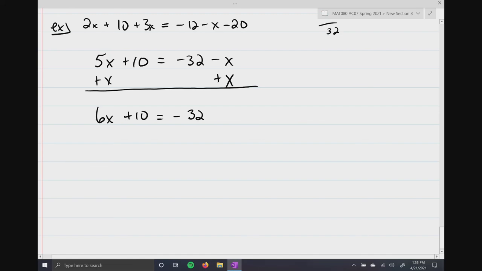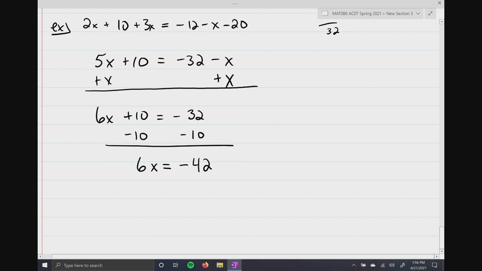Now, from here, I need to get the plus 10 to the right-hand side. In other words, now that I got the variables together, I am forced to move that plus 10. I don't have any other options. So I do the opposite operation, which is going to be minus. I get 6 times x equals negative 32 minus 10. Signs are the same, so you combine the numbers, keep the sign. Equals negative 42.